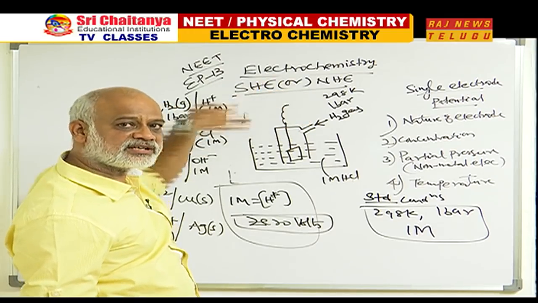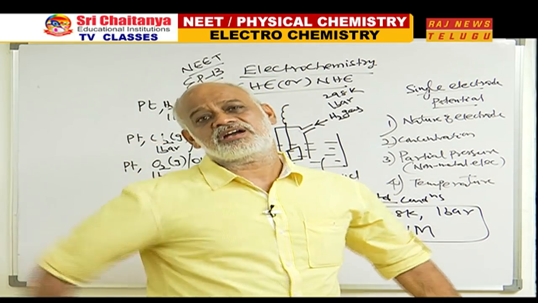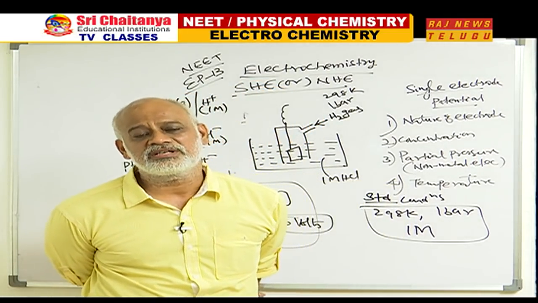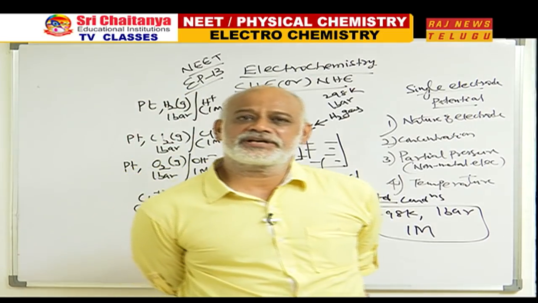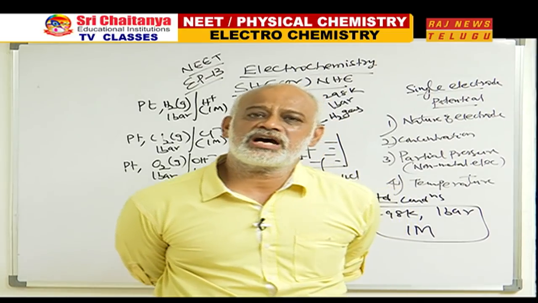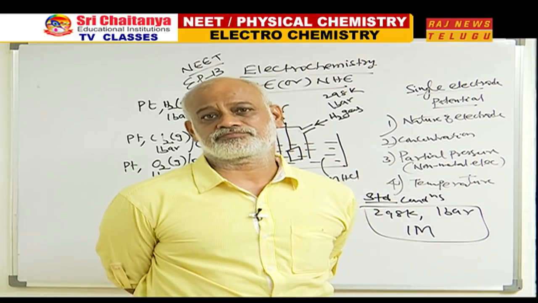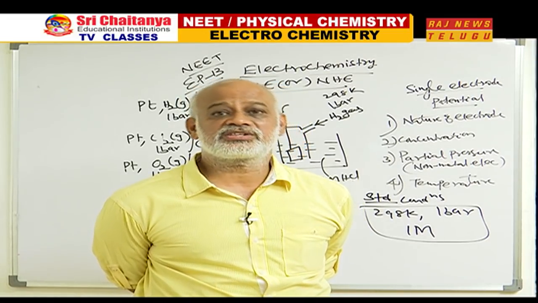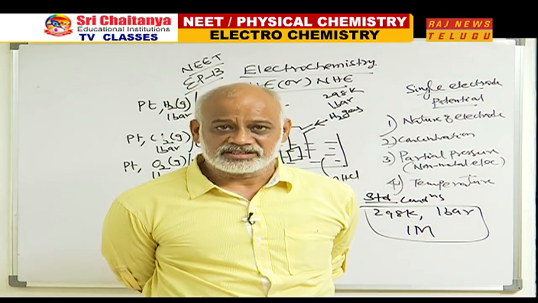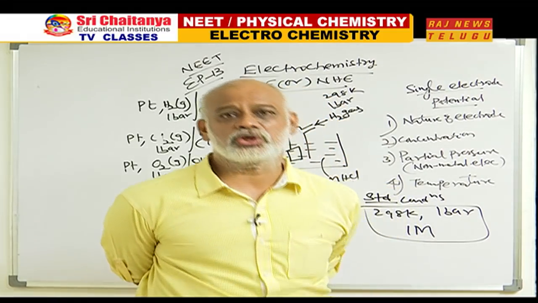What is this particular construction that I did, called a standard or normal hydrogen electrode? What is a standard or normal hydrogen electrode? A platinum foil blackened with platinum black, submerged in 1 molar HCl or 1 molar H plus ion solution, through which hydrogen gas is bubbled at 1 bar and 298 Kelvin, is called a standard hydrogen electrode.